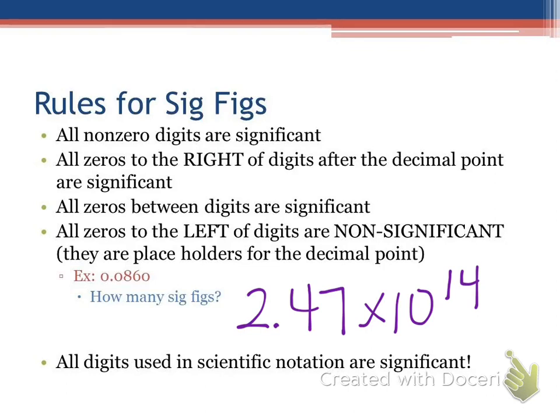How many sig figs do we see here? Any ideas? Just the visible digits in scientific notation. 1, 2, 3. Okay, that's it. We don't care about the 14 extra zeros tacked on the end. We care about the numbers that are visible here because these are the important ones.